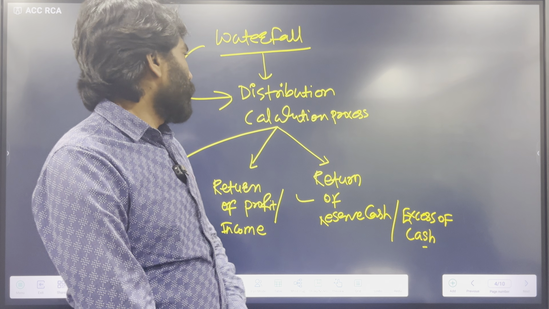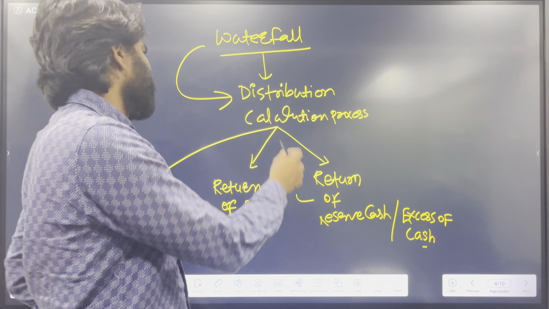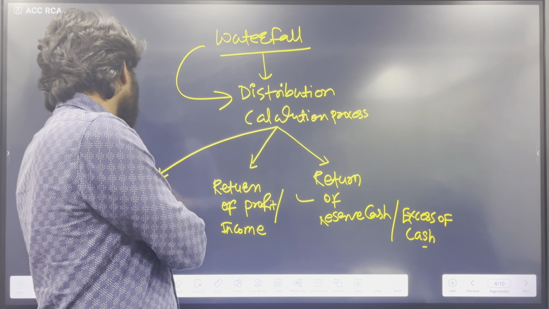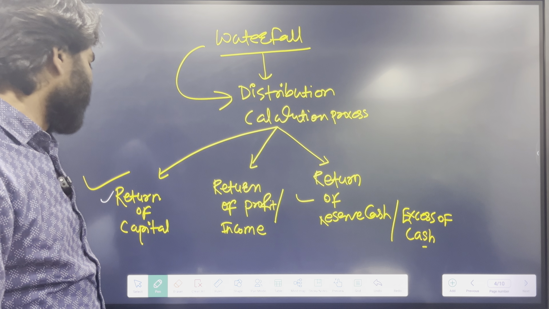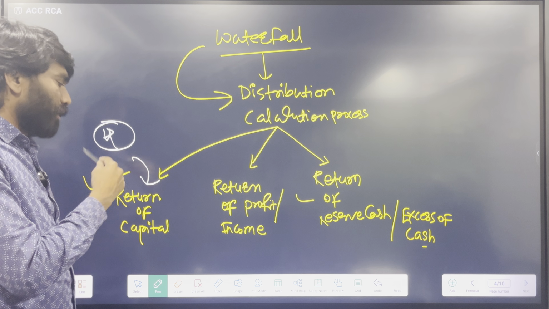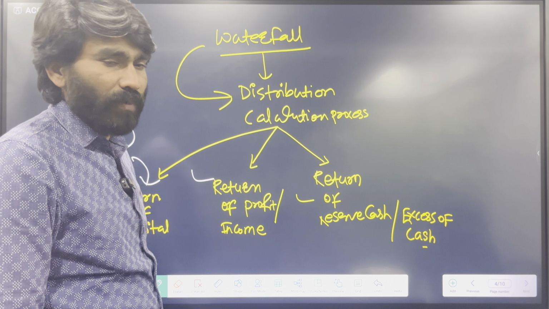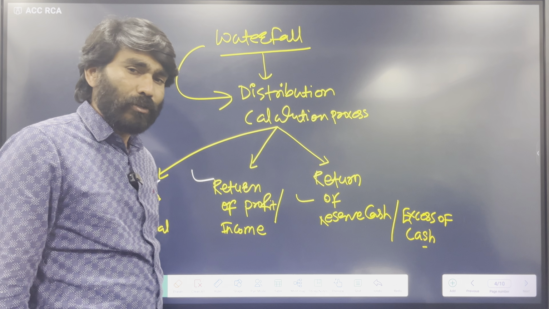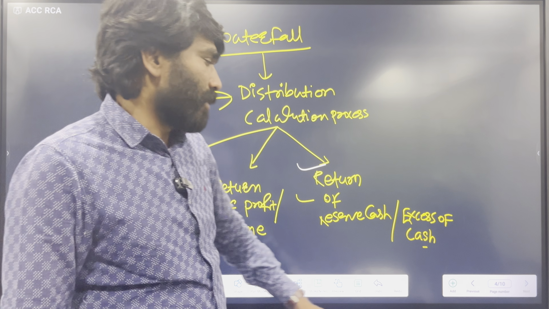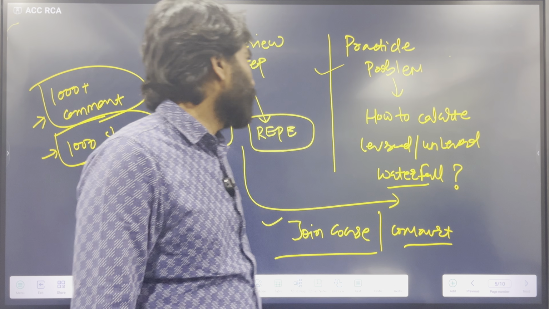Now, about the waterfall process, as we have discussed, there are two types. But when we say waterfall, it means it's a distribution calculation process. In a distribution calculation, the private equity fund returns the capital that was raised from the limited partners. Then there is return of profit or income: whatever profit is generated through investing is also returned to the investor. And return of reserve or excess cash: whatever cash is with the fund is also returned to the investor.